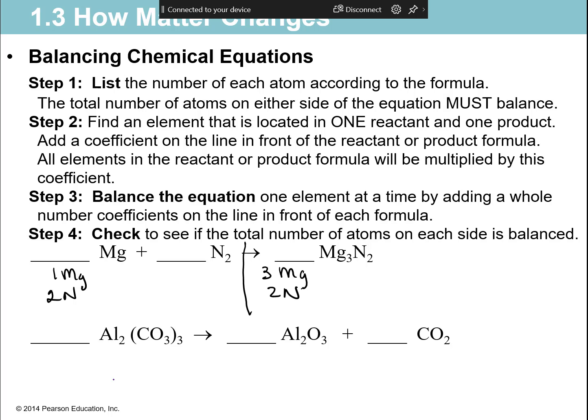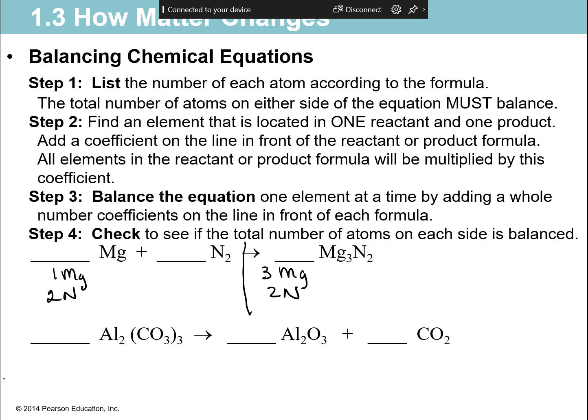Okay, so did everybody get this far? So Mg plus N2 makes Mg3N2. On the left side, 1 magnesium, 2 nitrogens. On the right side, 3 magnesium, 2 nitrogen. Everybody got that? Okay, so now when you look, which ones are not balanced already? The magnesium. So in order to balance them, what do I need to do?